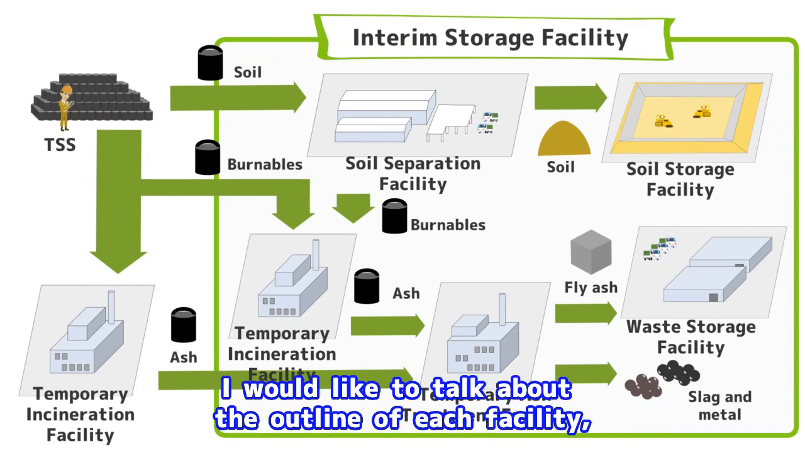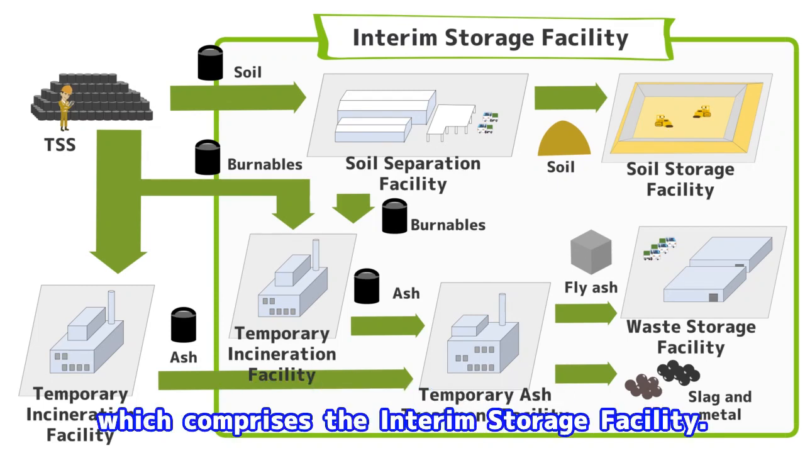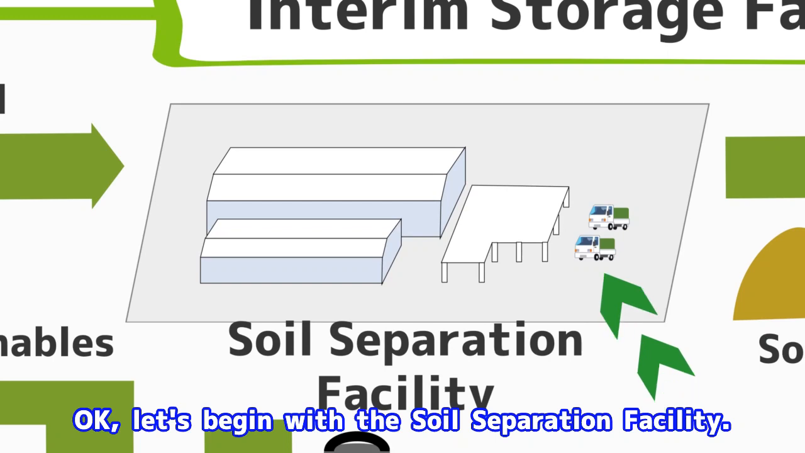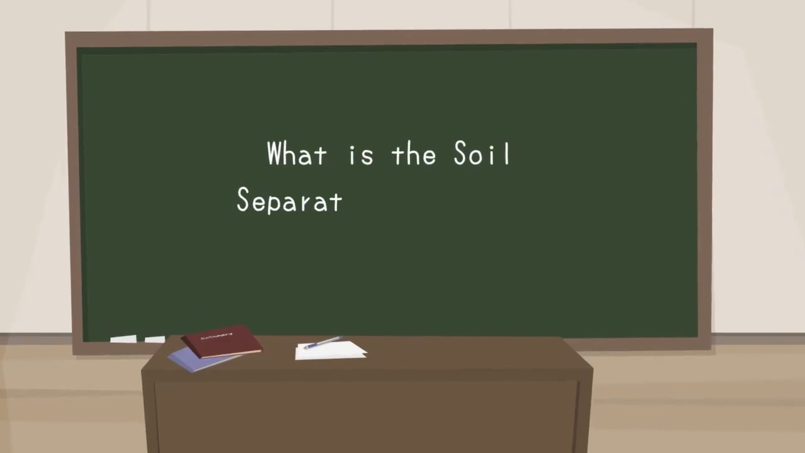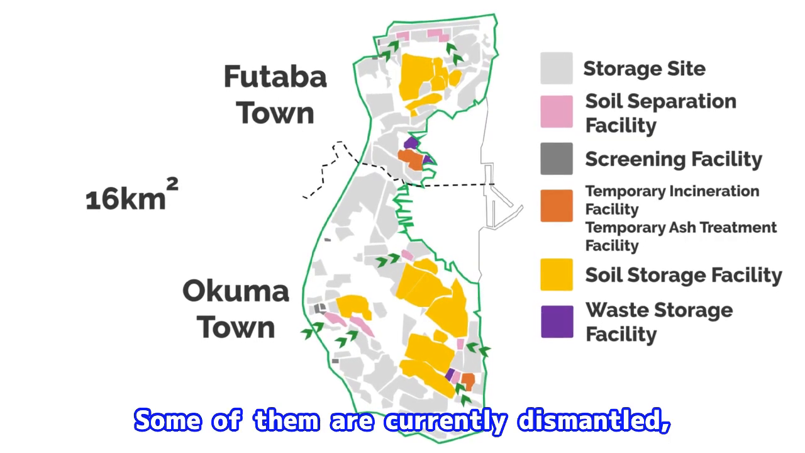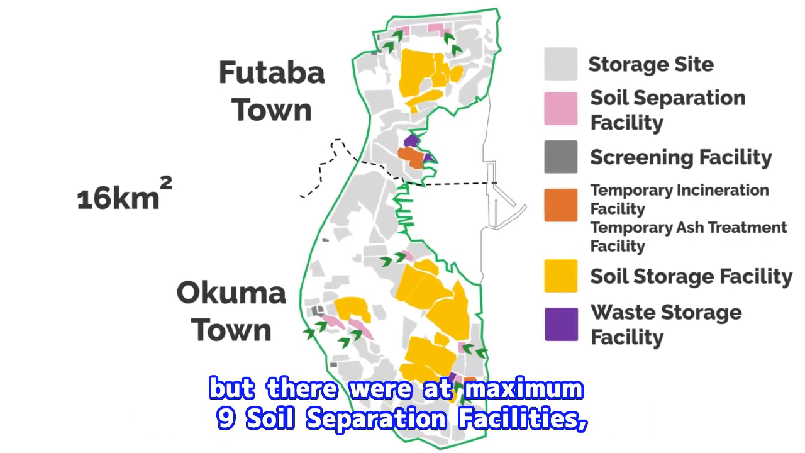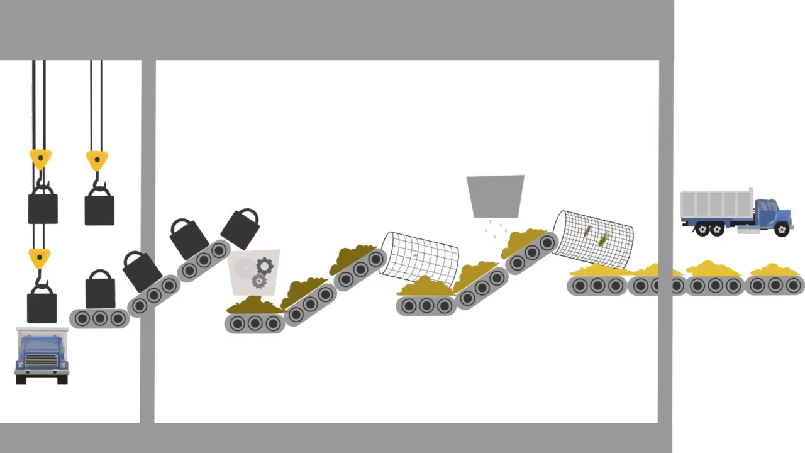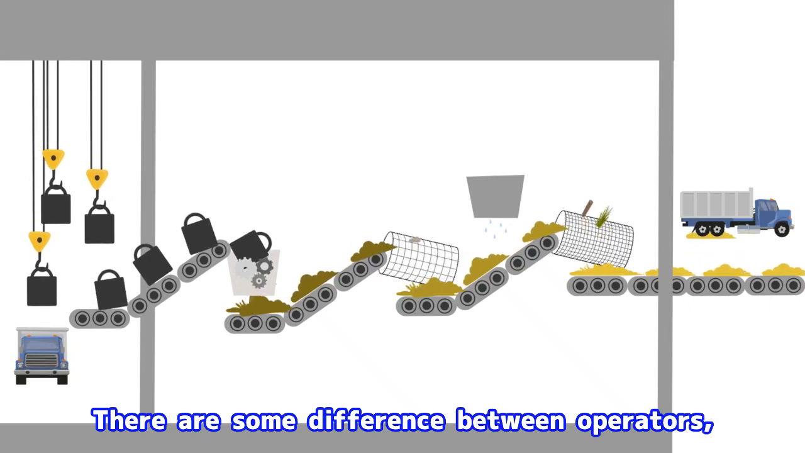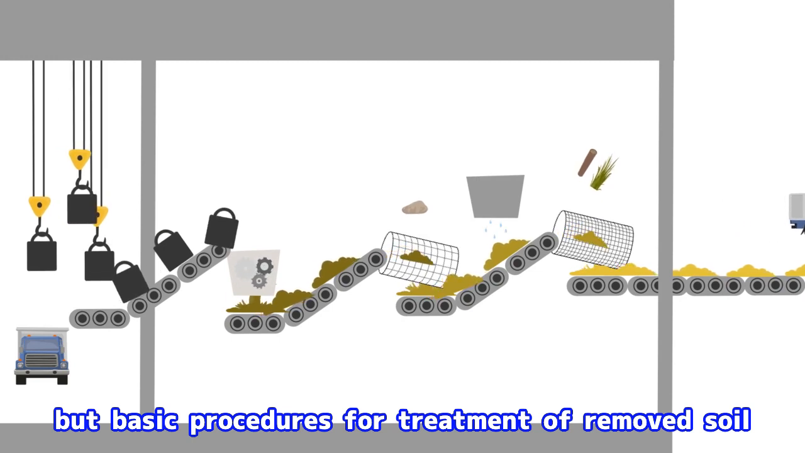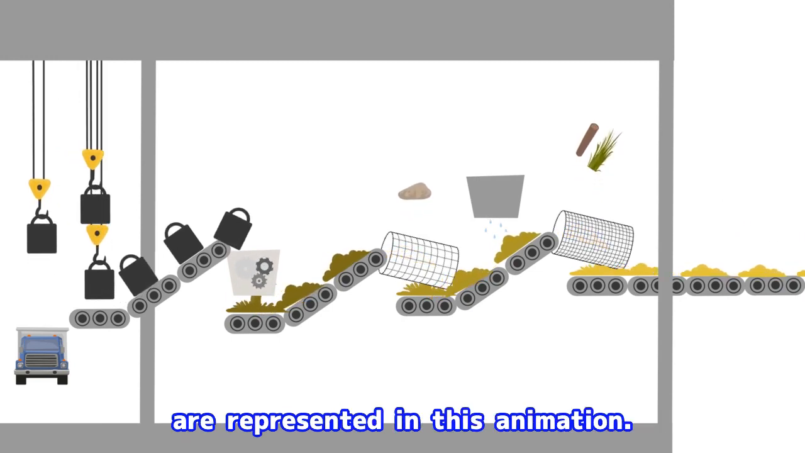For the next, I would like to talk about the outline of each facility, which comprises the interim storage facility. Okay, let's begin with the soil separation facility. Some of them are currently dismantled, but there were at maximum 9 soil separation facilities in the premise of the interim storage facility. There are some differences between operators, which manage the soil separation facility, but basic procedures for treatment of removed soil are represented in this animation.